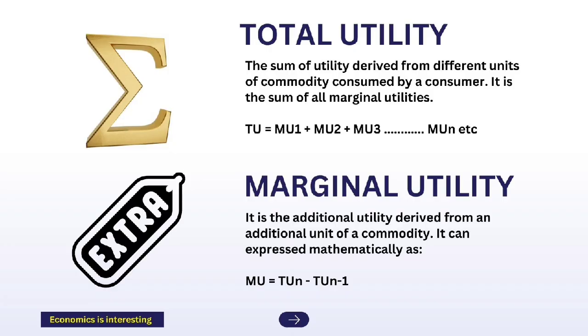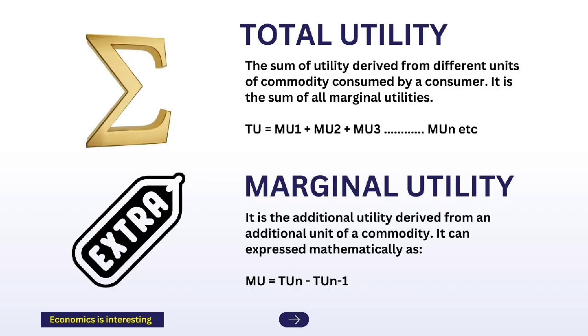So coming to the concept of marginal utility, it means extra satisfaction you get from consuming one more unit of a good. Now, in simple words, it is the change in total utility. If you want to express it mathematically, marginal utility is equal to total utility of current unit minus total utility of previous unit. You have expressed it in the formula as TUn minus TUn-1. So just don't get confused. It is the total utility of current unit minus total utility of previous unit.